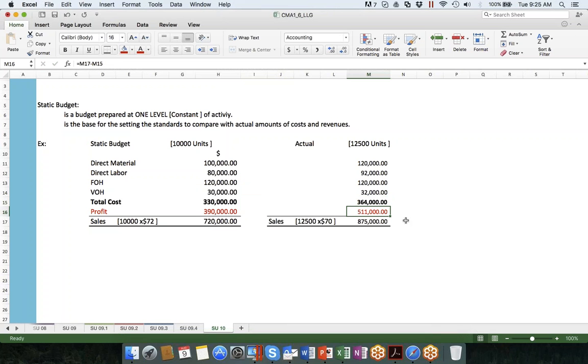There is a profit of 511,000. There is no loss here. But still, why 120,000? Why not 100,000? It can be like that. Or we sold it for, say, 68, so it is 486,000. The 12,500 units are sold at the rate of 68.